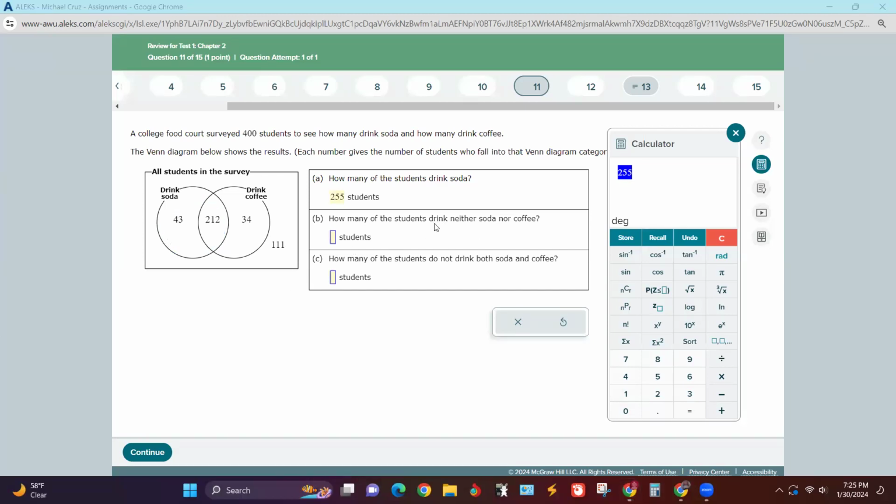How many of the students drink neither coffee nor soda? Neither soda nor coffee. The 111. Now, that's those right there because they're not inside of the soda or the coffee circle. So 111.